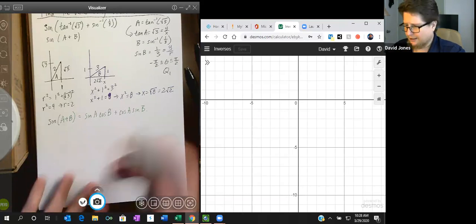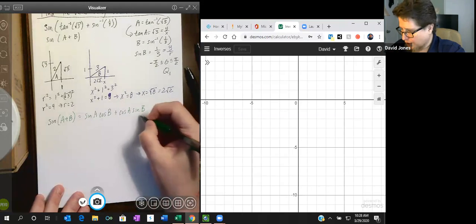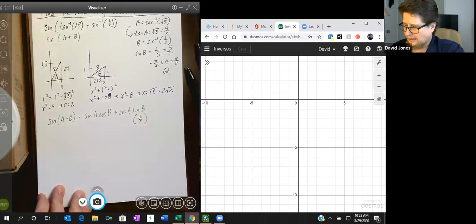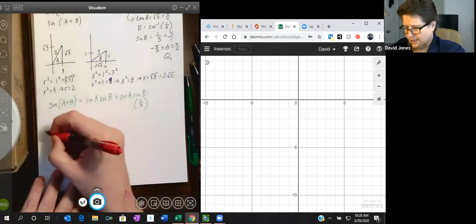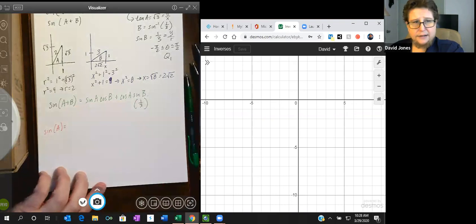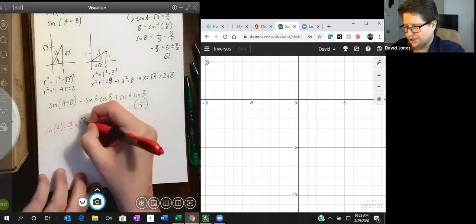So what do we have here? I have sine B already. This is 1/3. That was given to me. I need to figure out my other values. So sine A is y over r, which is root 3 over 2.